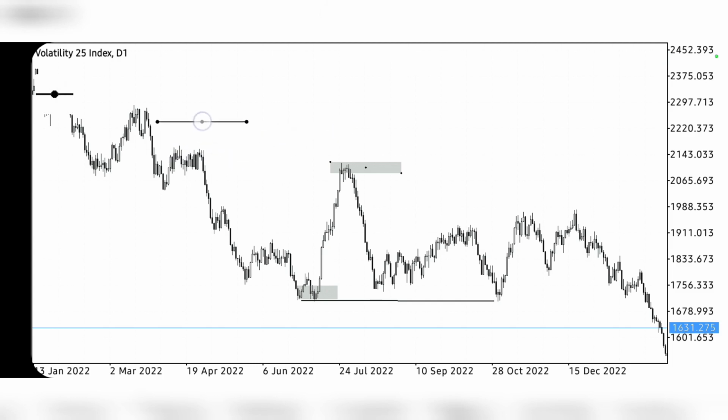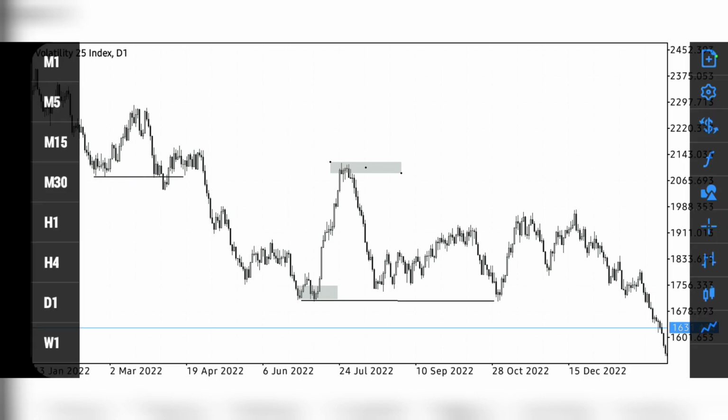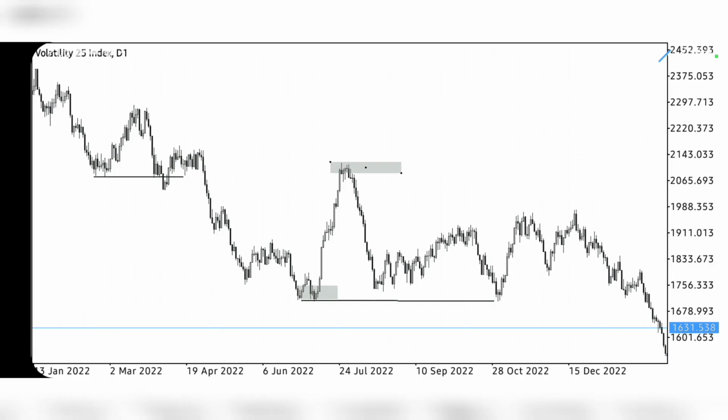This is another structure range. From this high to this low, from this particular high to this low, is a structure range. This is a structure range. Now, from this high to this low is another structure range. From this particular high to this low is another structure range. Okay, this is a structure range.